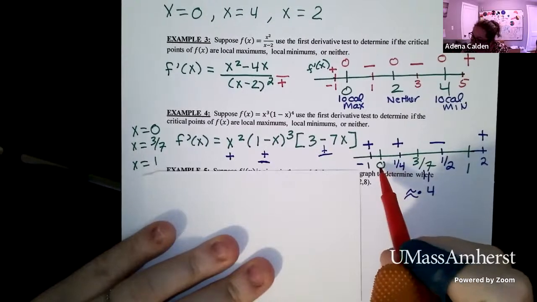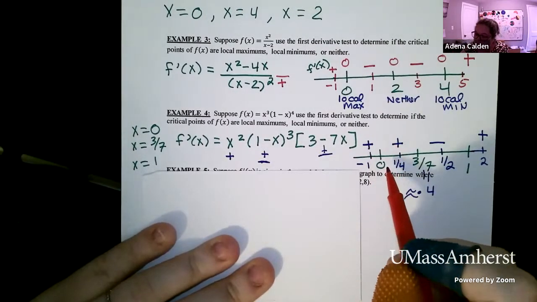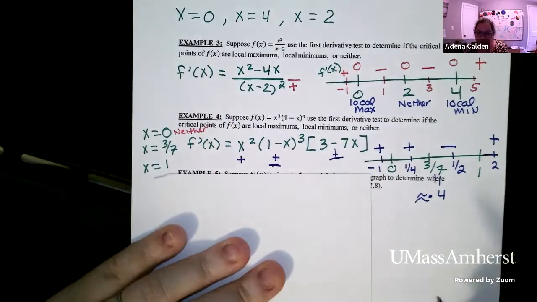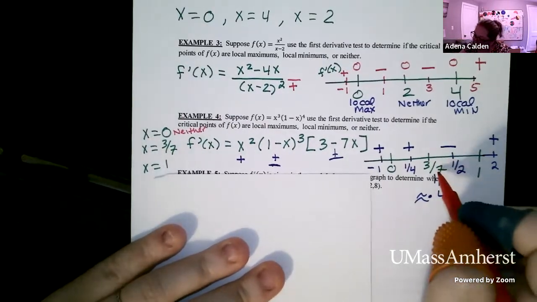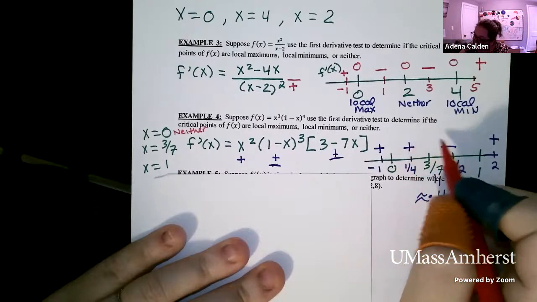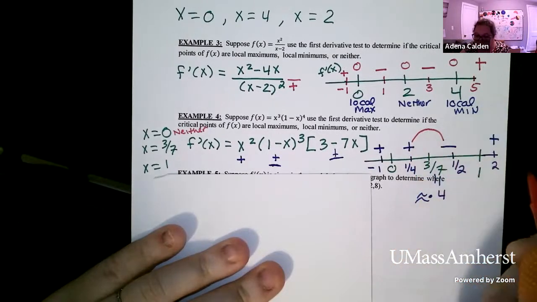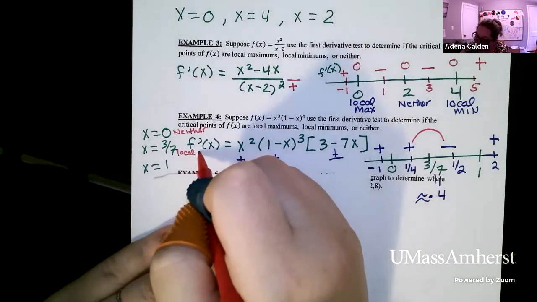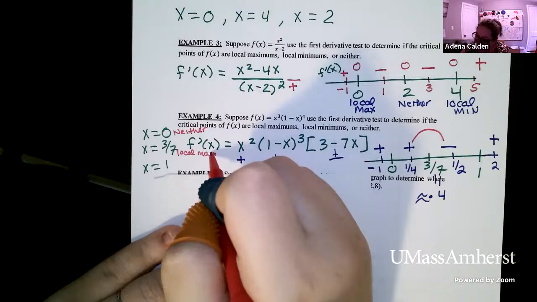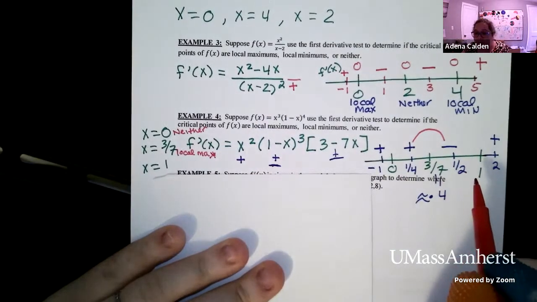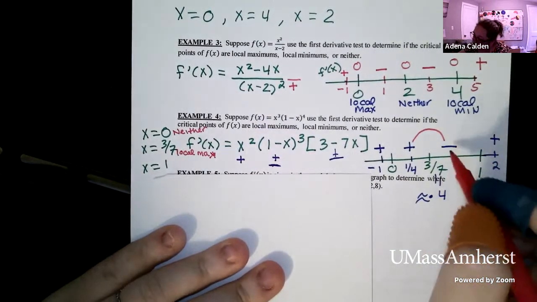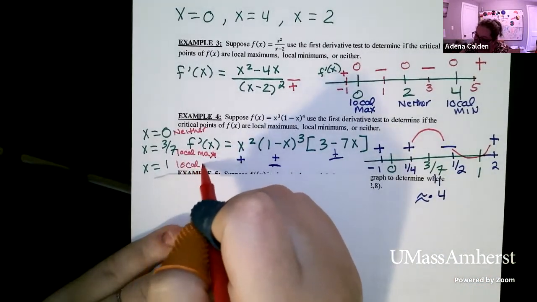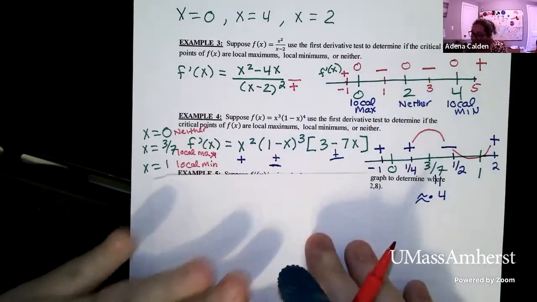So now this means that 0, positive to positive, that makes 0 neither, which is what we were expecting. It's that weird flat spot. 3/7 goes from positive to negative, so increasing to decreasing. That's going to make that a local max. And then finally, at 1, we go from negative to positive, so decreasing to increasing, which makes that a local minimum.